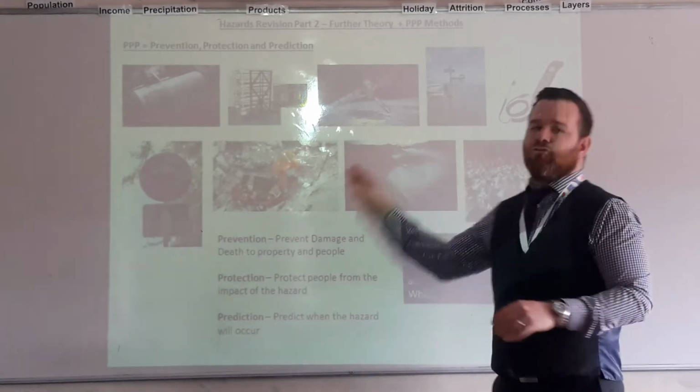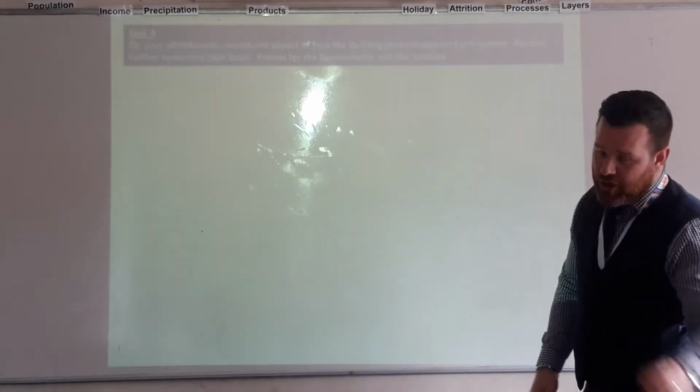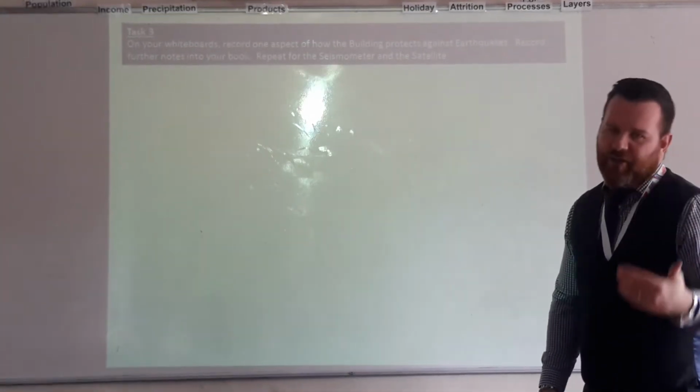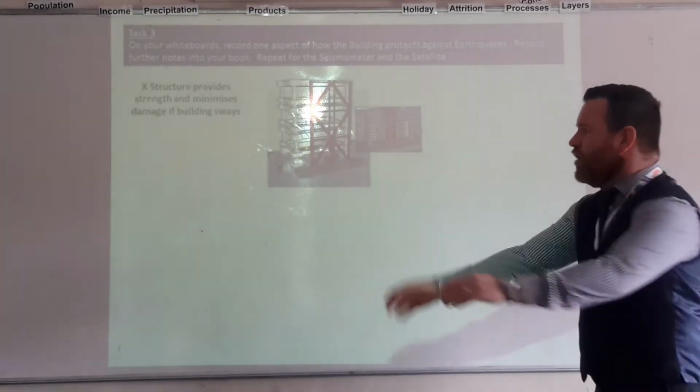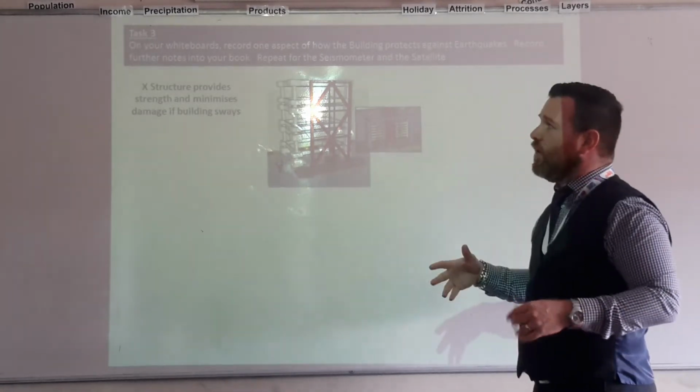So that's a bit of an introduction. What I'm aiming to do is give you some clear examples that you can use for what are often 4-mark questions about methods that you can use to predict hazards and protect and prevent. Okay, so we'll start with our earthquake-proof buildings. Our earthquake-proof buildings have 4 key features.